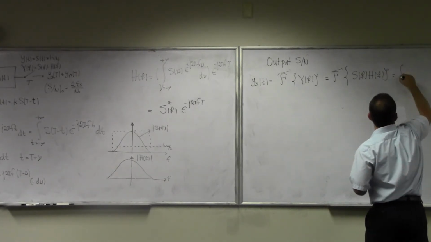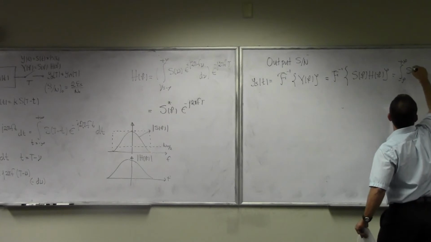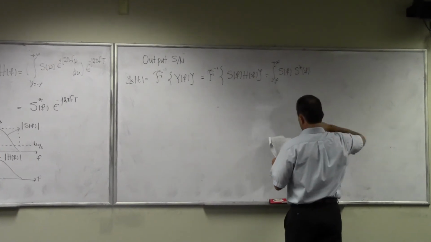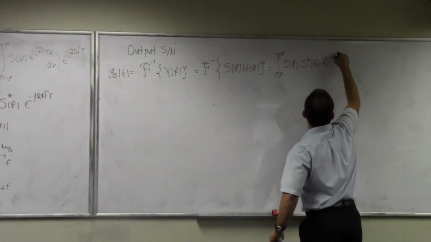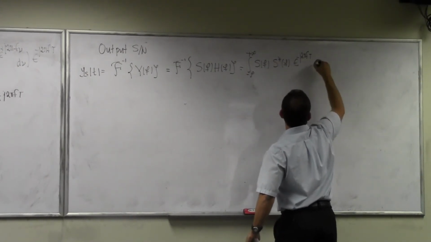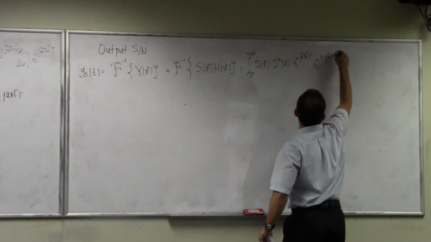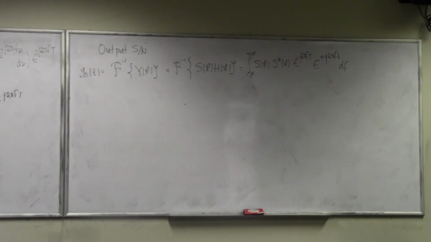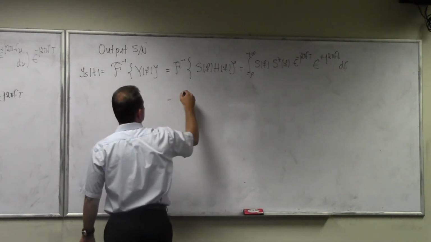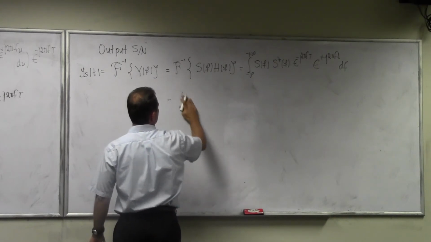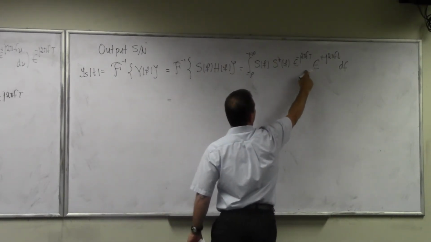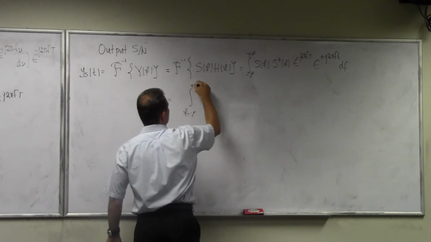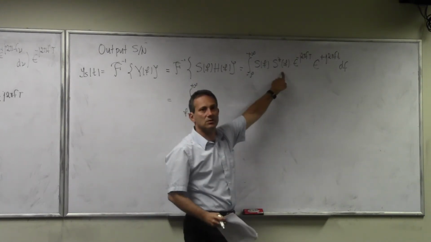So this becomes an integral from minus infinity to plus infinity of S of f. Now H of f is S complex conjugate of f times e to the minus j 2 pi f capital T. And then I have to put my Fourier stuff, so it's e to the j 2 pi f t df. Right? So that's the inverse Fourier transform. Now, I can look at this part here, and I can simplify, so f goes from minus infinity to plus infinity. What is S of f times S complex conjugate of f?